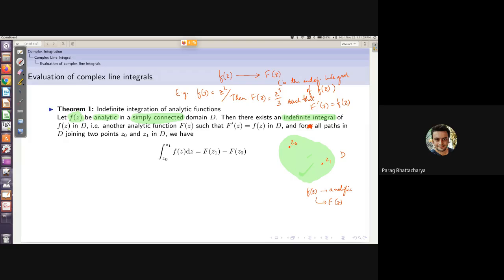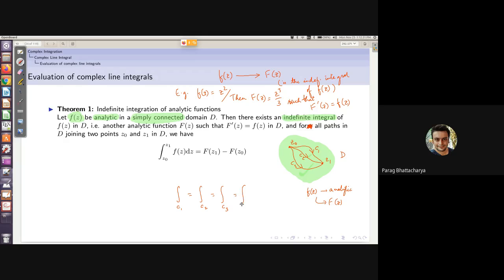Then for all paths, whether you take this path, or this path, or any other path between these two points, whether you take path C1 or C2 or C3, the integration over path C1 is the same as the integration over path C2, which is the same as the integration over path C3. So it really does not matter which path you are integrating.